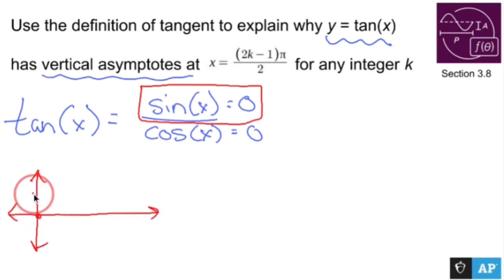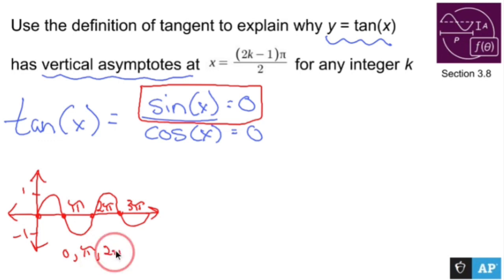Sine starts right here, peaks out at 1, bottoms out at -1. It comes up here at half a pi, and then hits the x-axis at pi, comes back down, hits the x-axis at 2 pi, goes back up, hits the x-axis at 3 pi, and looks something like this. Now, why is this important? Because sine x is 0 at 0, and pi, and 2 pi, and 3 pi, and stuff like that.